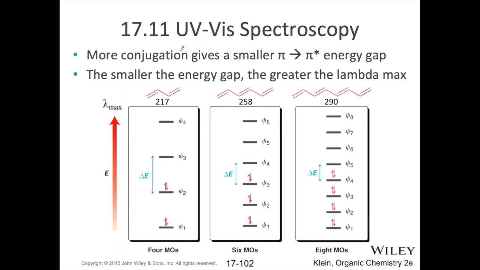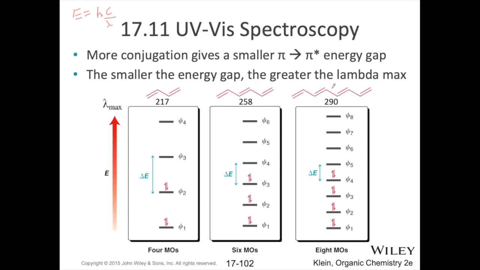So if I write that out, E is equal to h times c over lambda, which is wavelength. So in other words, your wavelength is inversely proportional to your energy. Okay, so the smaller the energy, the larger the wavelength, and vice versa. So you can see that this large energy gap has a lower lambda max. This small energy gap has a larger lambda max. Now, what affects the size of this energy gap?